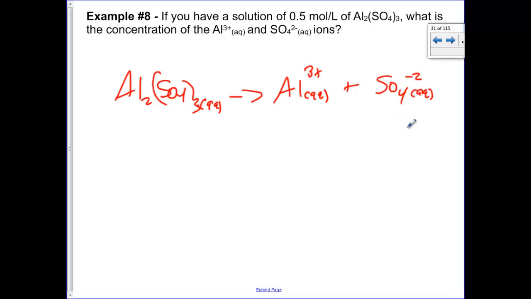One more thing, is this thing balanced? We need a 2 in front of the Al, because there's 2 of them right here, right? 3 in front of the SO4. Okay. Now that I've written my equation, last step. This guy right here is 0.5 moles per liter. This is kind of like Kinzian's toy, where really there's 5 pieces to this toy. There's 2 aluminum pieces and there's 3 sulfate pieces, and they're all together.